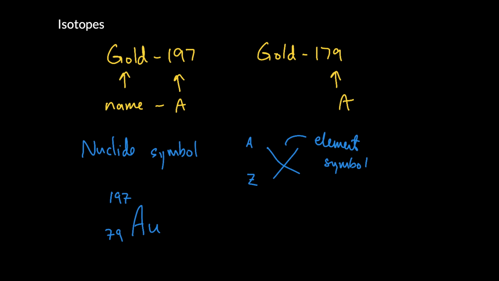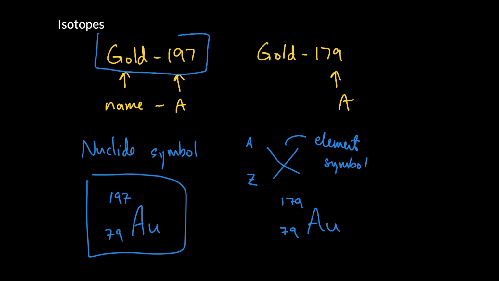And we can do the same thing for gold-179. So we write Au, we write the mass number up high, and we write the atomic number down low. So this would be another way we could write gold-197 and gold-179 respectively.